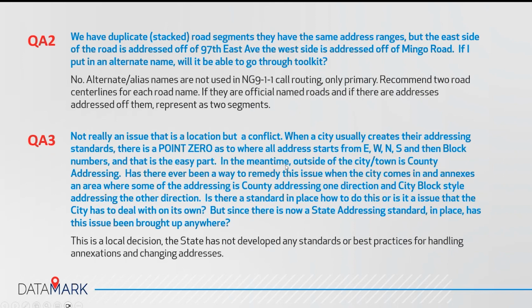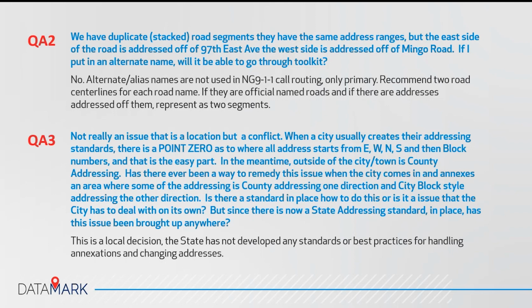So duplicate stacked road segments that have the same address ranges, but east side of the road is addressed off of one street and the west side is addressed off another. If I put an alternate road name in, will it be able to go through the toolkit? No. Alternate or alias names are not used in NG911 call routing. They're not even in the model. Okay. There is a separate table for alias names, but those are not in the model for road center lines. Okay. So essentially, you're going to need to use only the primary name for NG911 call routing.